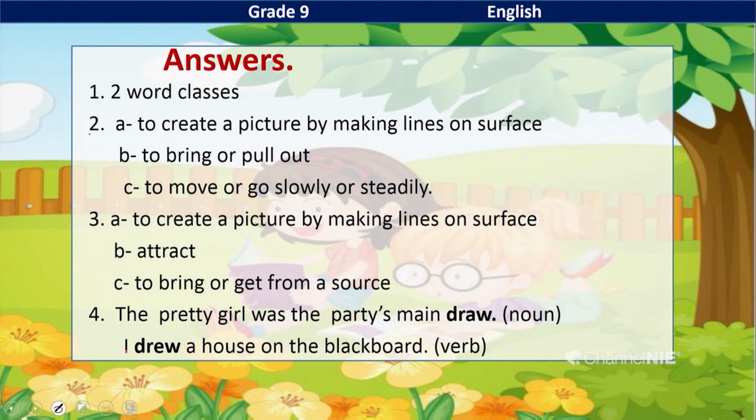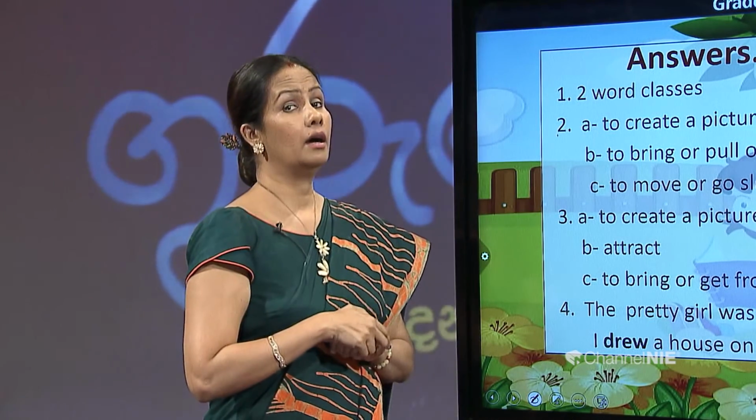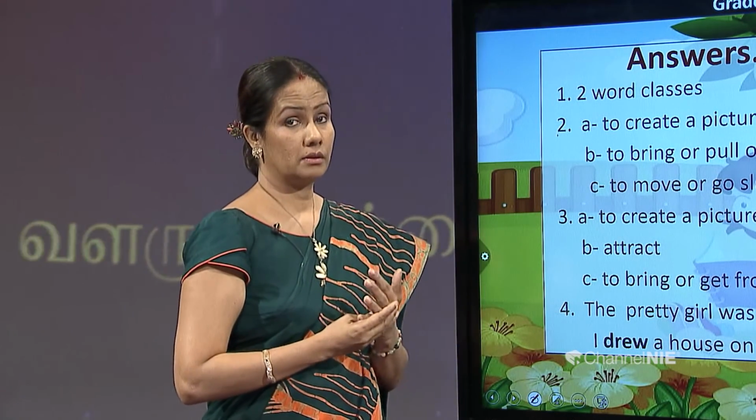Attraction. I drew a house on the blackboard. It is acting as a verb, and that is to draw. Draw something with a pencil or something. Drawing. Here, I drew is actually the past tense of the verb draw. So these answers are also here for the pupil's book activity in your pupil's book, right?